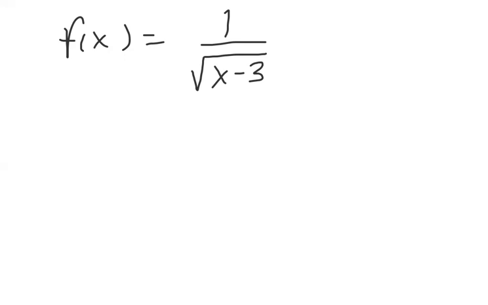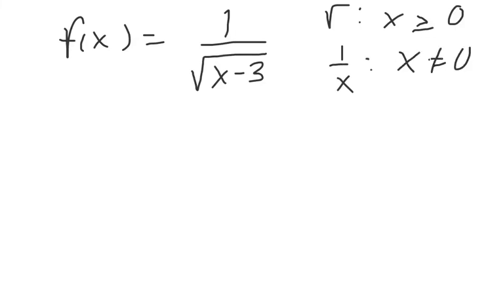So for this one, you have to think about the restrictions. First, guys, the restriction for the square root function: remember, you can't have negative values for the square root function. So all the x values must be greater than or equal to 0. And then for the rational function, if you've got 1 over x, x cannot equal 0. So you've got two restrictions to take into consideration here.